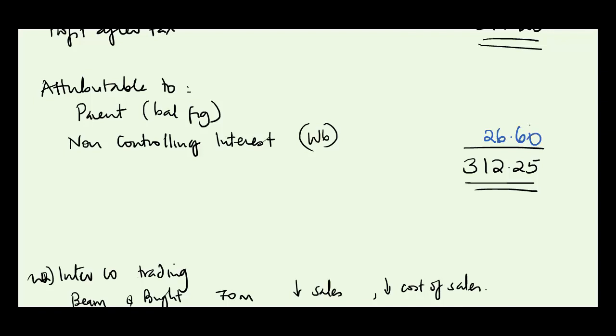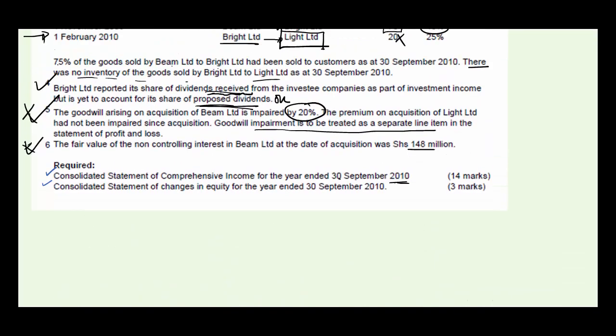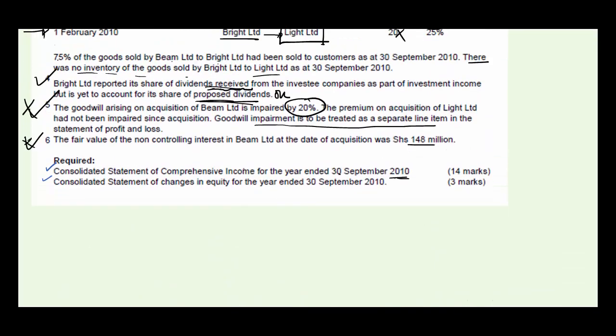So working backwards, that gives you 285.65. So that is what is expected of us in the first part of the question that required us to prepare the consolidated statement of comprehensive income, or as we call it now, the statement of P&L. Okay. Then the second part is quite easy.